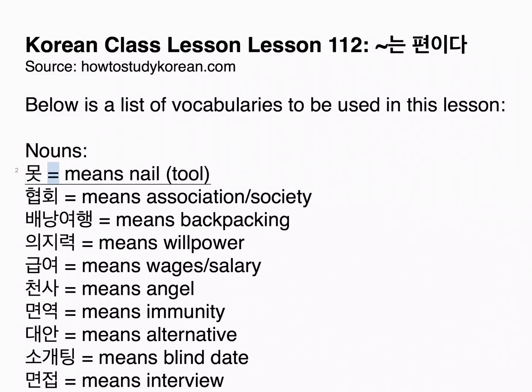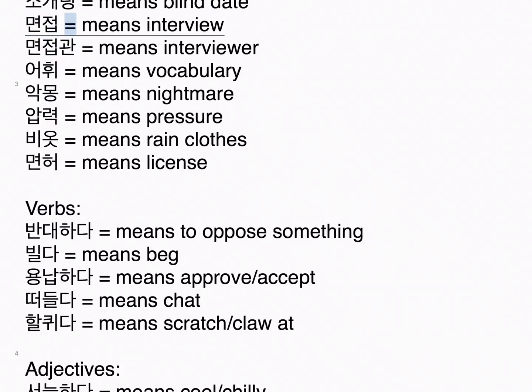Below is a list of vocabularies to be used in this lesson. Nouns. 못, means nail, tool. 협회, means association, society. 배낭여행, means backpacking. 의지력, means willpower. 급여, means wages, salary. 천사, means angel. 면역, means immunity. 대안, means alternative. 소개팅, means blind date. 면접, means interview. 면접관, means interviewer. 어휘, means vocabulary. 악몽, means nightmare. 압력, means pressure. 비옷, means rain clothes.